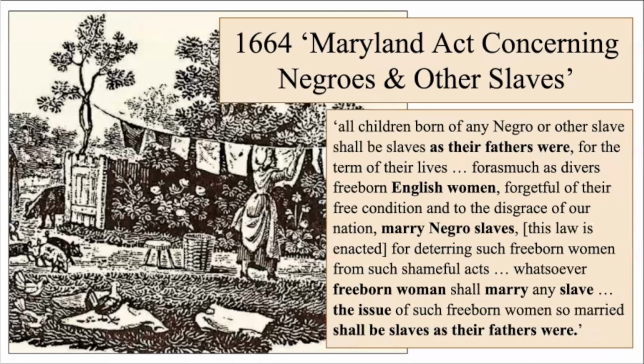So the Maryland law targeted first and foremost white women and Black men, who were likely to produce children they actually cared about rather than regarded as valuable property. Here on the slide, we can see the salient part of the 1664 Maryland Act, and that is that children are enslaved as their fathers were for the term of their lives, and the issue is English women who marry enslaved men with African ancestry.